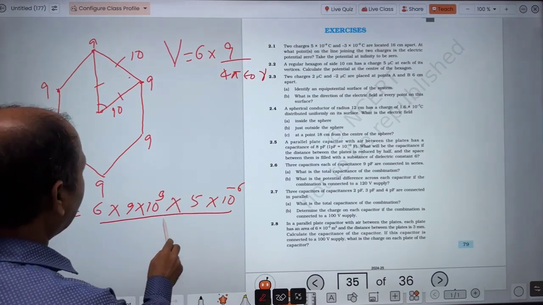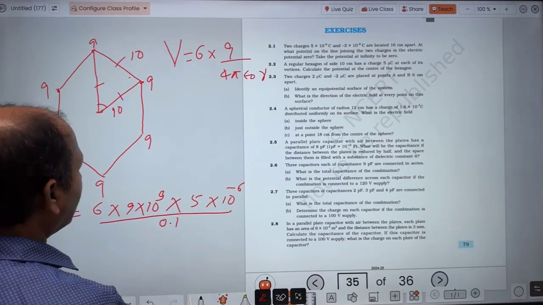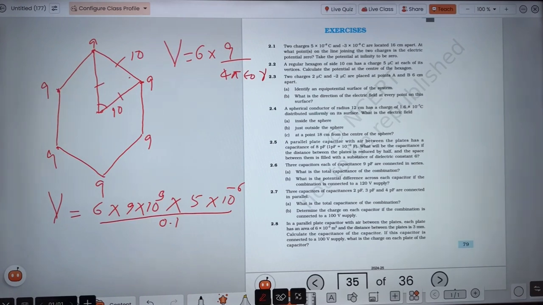So you will get 2.7 into 10 to the power how much? Will it be 6? Just check. So it will be 6 volt. Correct?